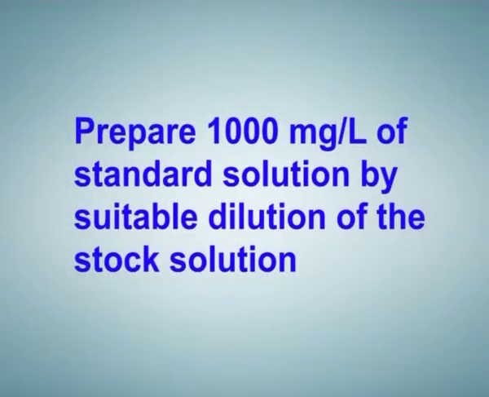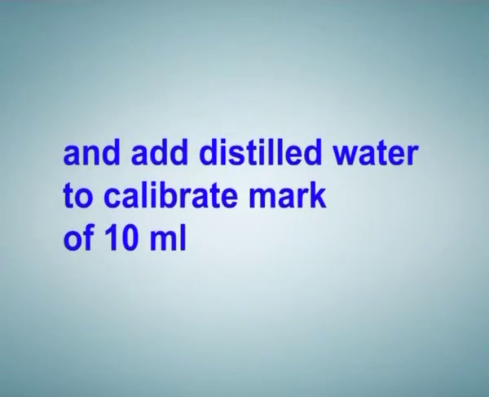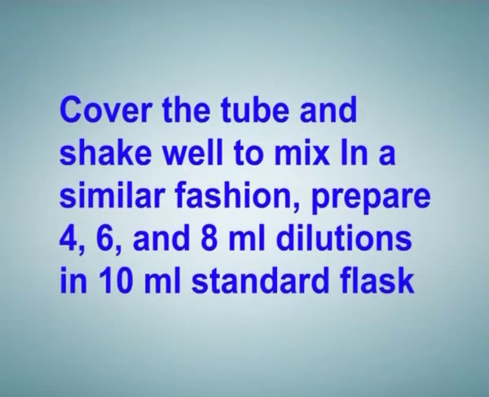Preparation of sucrose standard solution. Prepare 1000 mg per liter of standard solution by suitable dilution of the stock solution. Make a 2:10 dilution of the stock solution as follows: pipette 2 ml of the stock solution into a clean 10 ml test tube and add distilled water to the mark of 10 ml. Cover the tube and shake well to mix. In a similar fashion, prepare 4, 6 and 8 ml dilutions in 10 ml standard flasks.